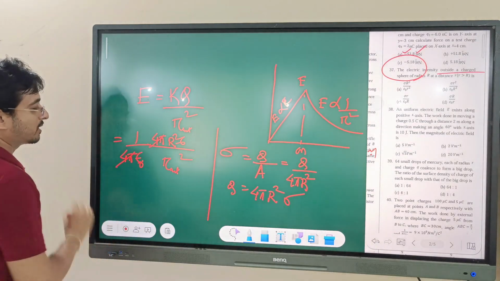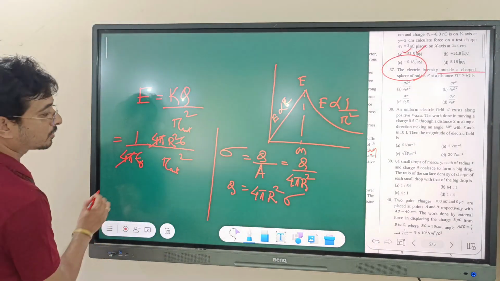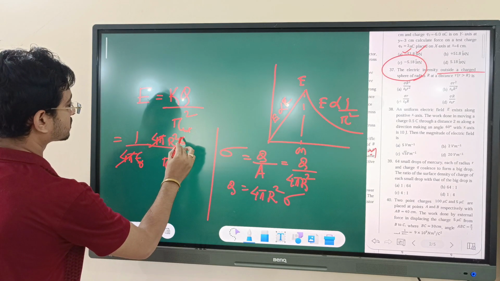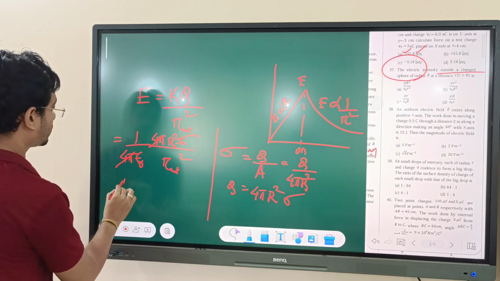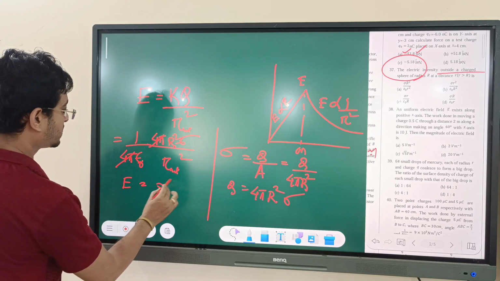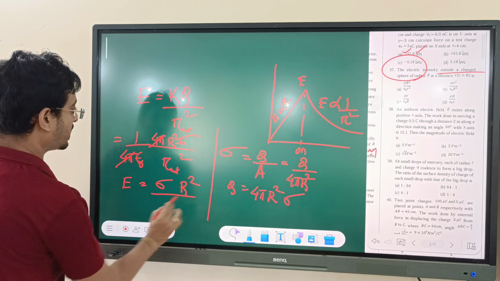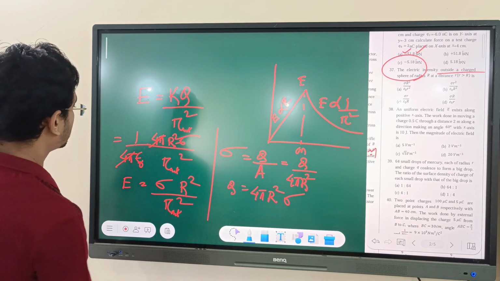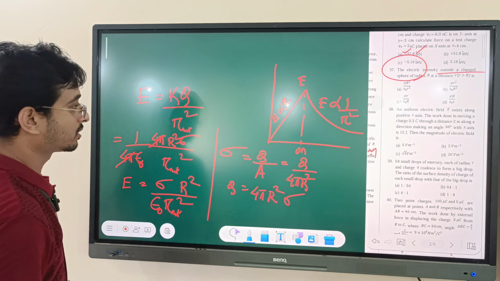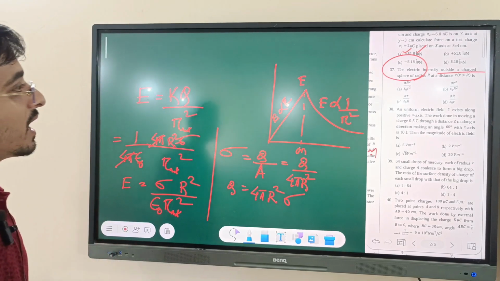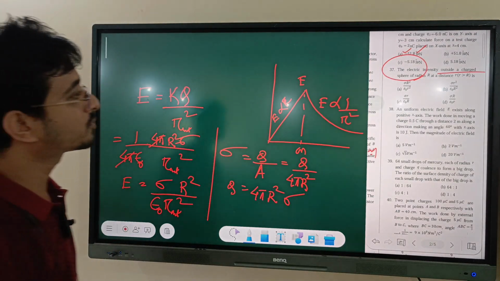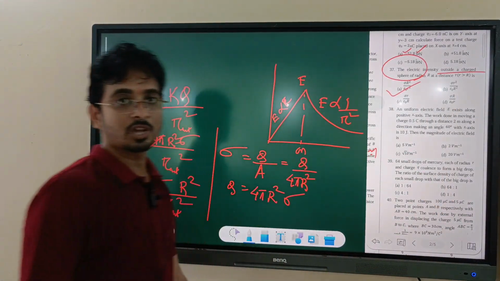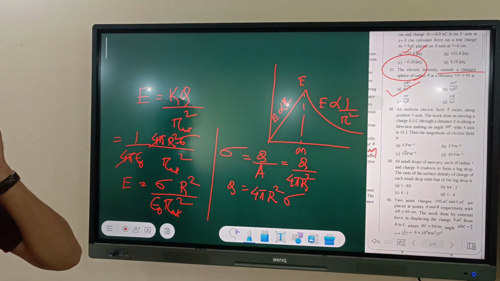So 4 pi will cancel out, and E is equal to sigma r square by r out square of epsilon naught. So the option will be sigma r square by epsilon 0 r out square. Option A will be our correct answer.